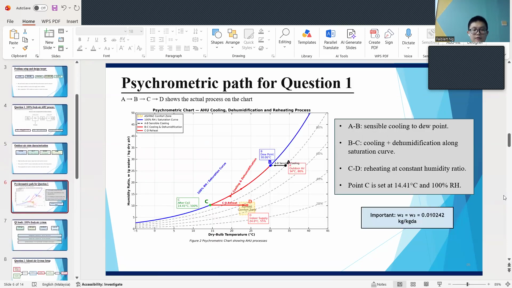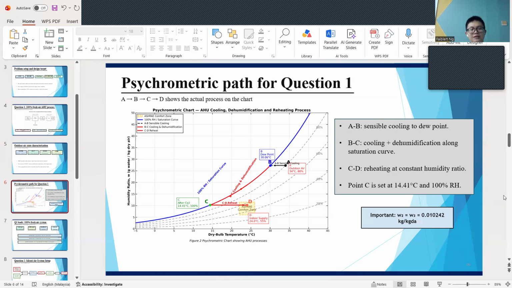Next slide. This slide shows the psychrometric process, which uses the points A, B, C, D. Point A represents the outdoor air condition with 34 Celsius and 80% relative humidity. From A to B, the air undergoes sensible cooling. During this process, the air dry bulb temperature decreases, but the humidity ratio remains constant. Point B is the dew point of 30.06 Celsius. This is where the condensation starts.